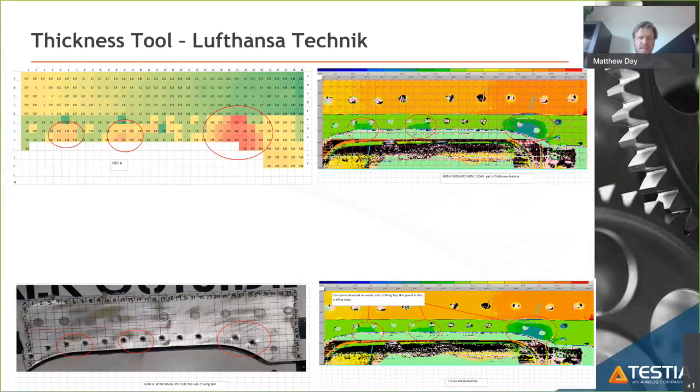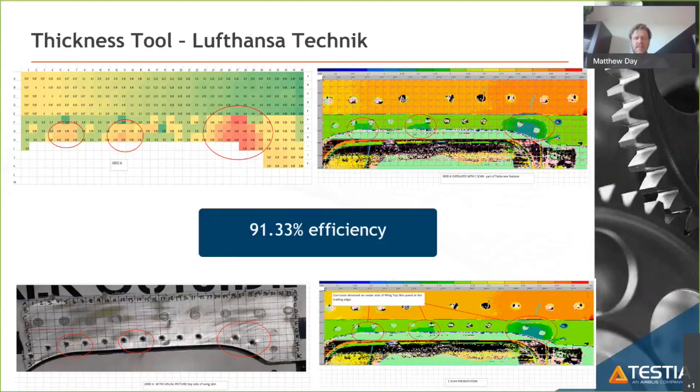All of this, during this process, it was calculated that Lufthansa increased their efficiency by 91.33%, which is amazing. It's jaw-droppingly amazing that one piece of kit can increase efficiency to such a level.